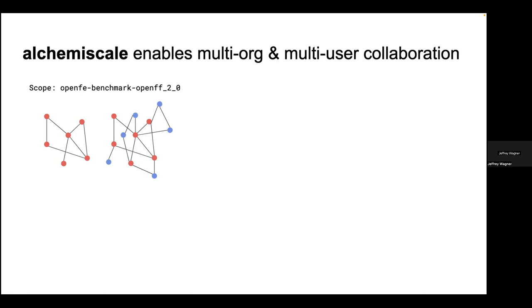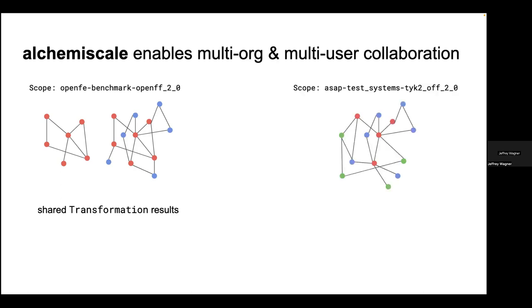Let's say we submitted these networks to this scope. It's the organization OpenFF, it's the campaign benchmark, and it's the project OpenFF 2.0. These networks, because they share certain chemical systems and certain transformations, are going to be able to take advantage of the same sets of results. In the database, they're represented as the same objects because they sit in the same scope. So you have shared transformation results here.